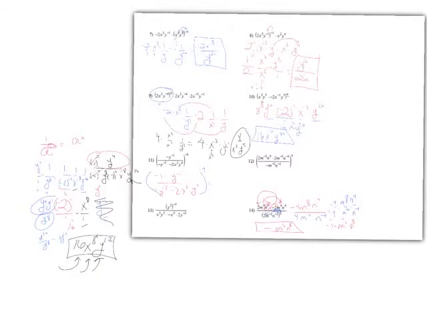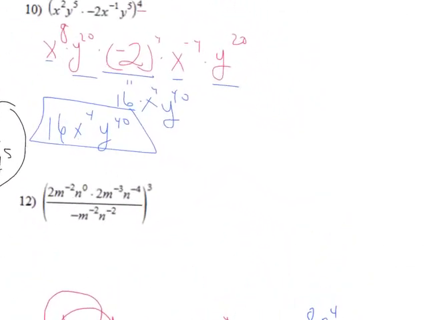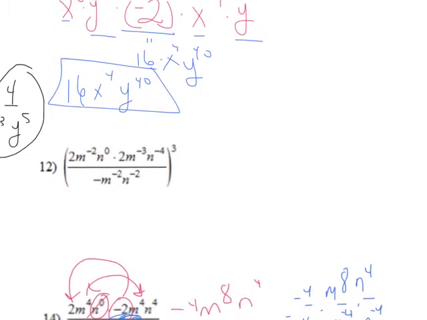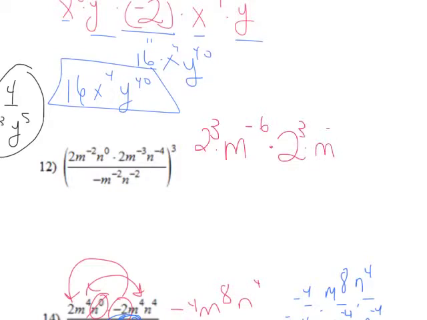So I skipped over number 12 and number 13, which I will go through now. Alrighty, so for number 12, I'm going to go ahead and distribute the exponents. So I'll have 2 to the 3rd, m to the negative 6th times 1, which I'll leave out, times 2 to the 3rd, times m to the negative 9th, times n to the negative 12th, that's all on top, over negative 1 to the 3rd, which is still negative 1, m to the negative 6th, n to the negative 6th.